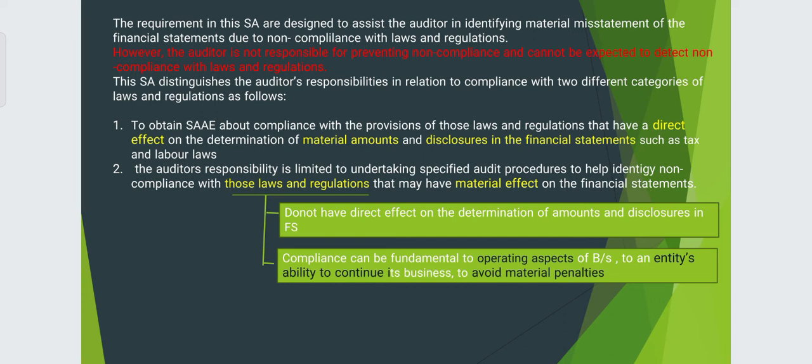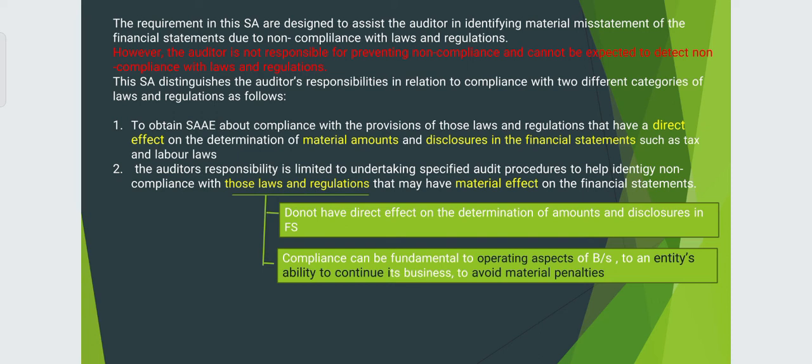The second can be purchasing at prices significantly above or below the market price. Another can be sales commission or agent's fees that appear excessive in relation to those ordinarily paid by the entity or in its industry, or to the service actually received. So these are a few examples that indicate non-compliance with laws and regulations.